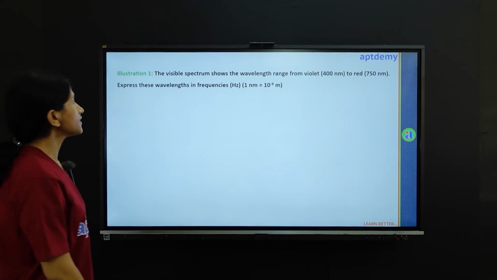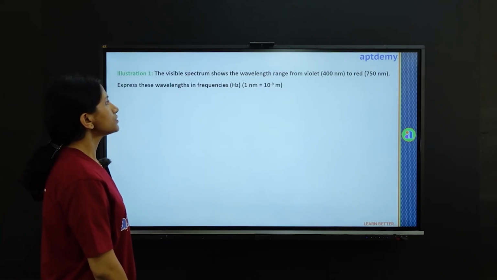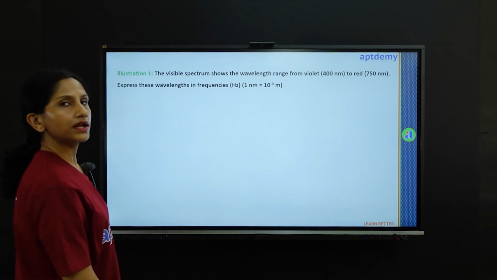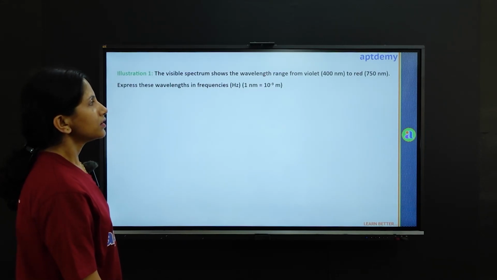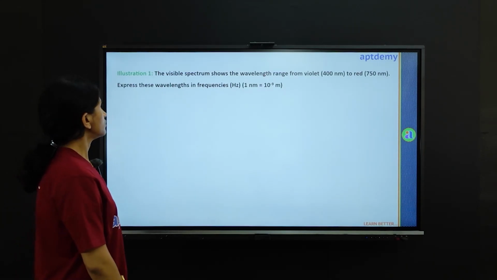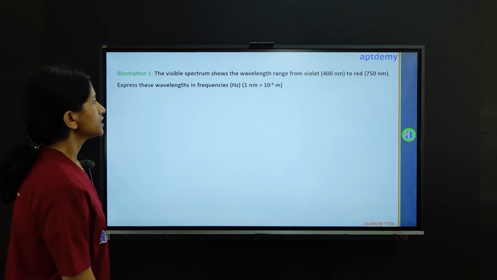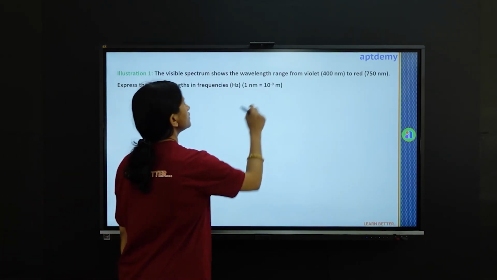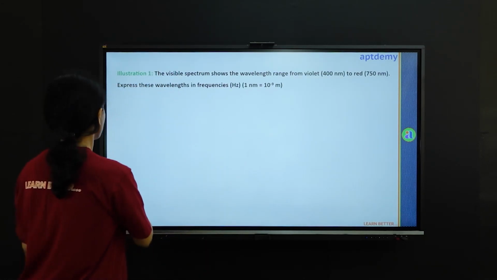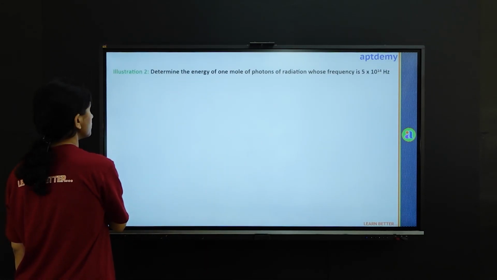So illustration 1 is asking, the visible spectrum shows the wavelength range from violet 400 nanometer to red 750 nanometer, and express these wavelengths in frequencies in hertz, and it is given that 1 nanometer is equal to 10 to the power minus 9 meter. So let's try to solve this problem.